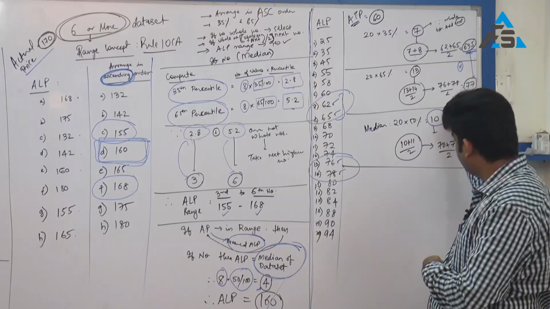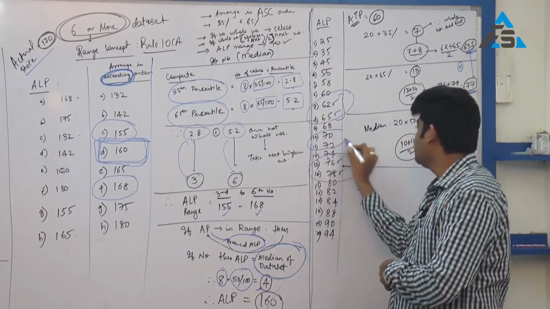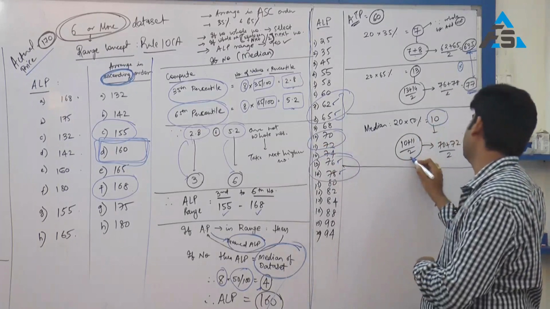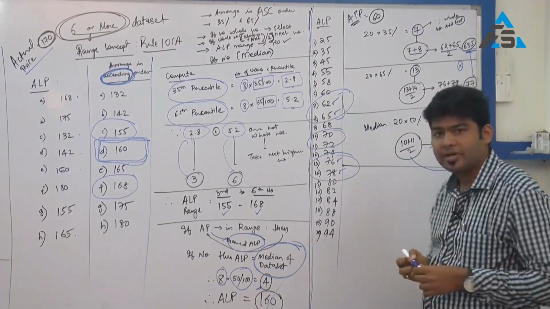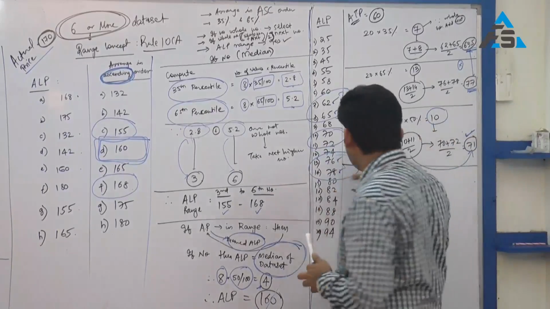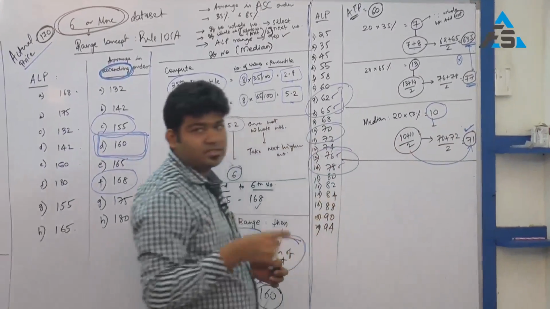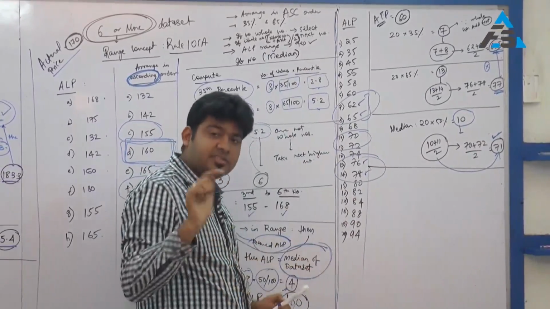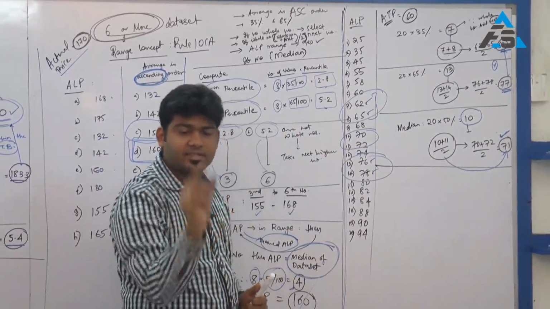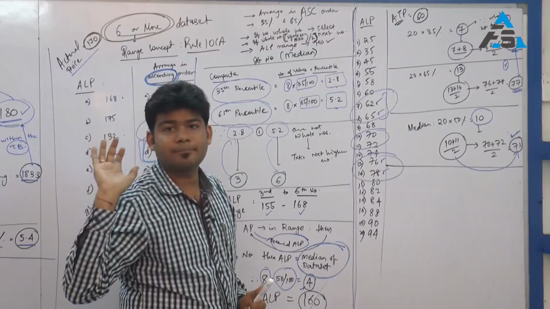Median again is a whole number. 10 plus 11, the next, divide by 2, and finally I will get 71 as my ALP. So if it is a whole number, take the next, find the average values from the data set. If it is a fraction, just take the next and the value for that. I hope I am clear.